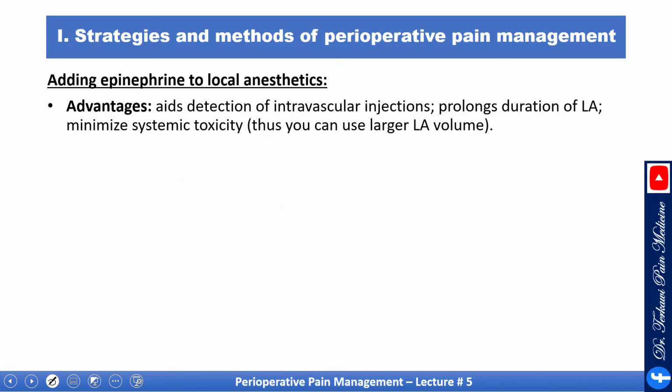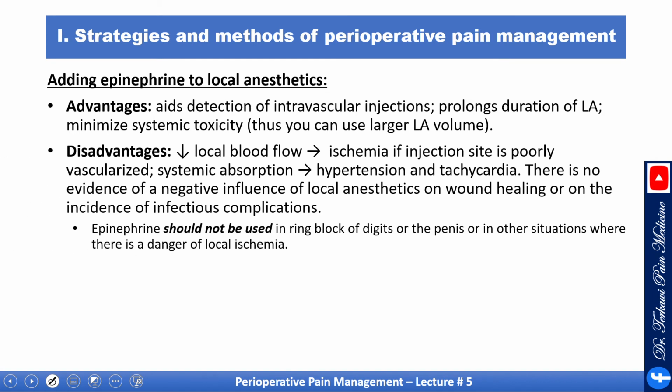Now, what about adding epinephrine to local anesthetic? The advantages are to detect intravascular injection, prolong the duration of local anesthetic, and minimize systemic toxicity. The disadvantages: it decreases local blood flow and may cause ischemia if the injected site is poorly vascularized. Systemic absorption will cause hypertension and tachycardia. There is no evidence of a negative influence of local anesthetic on wound healing or on the incidence of infectious complications.